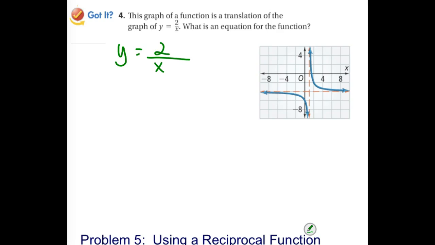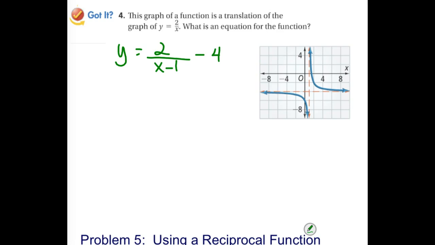I heard right 1. How would we change our equation to show a right 1? x minus 1 would be a right 1 move. And then which other transformation? Down 4. So at the end we need minus 4.